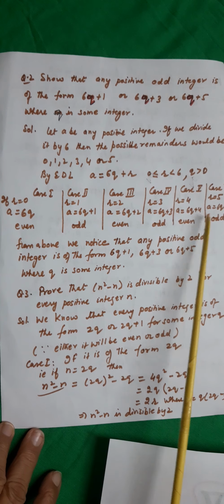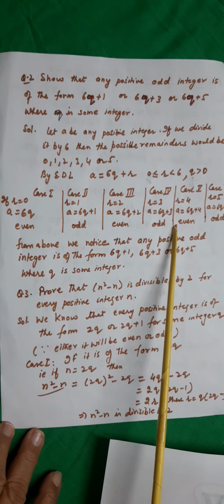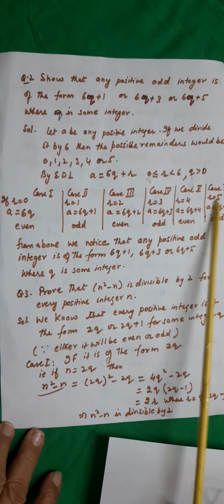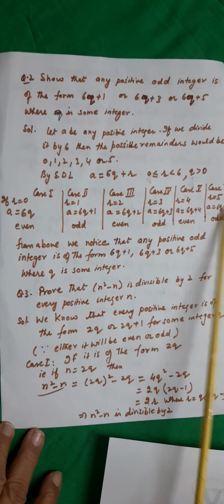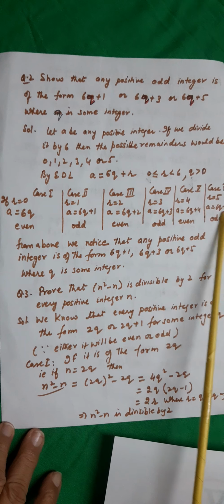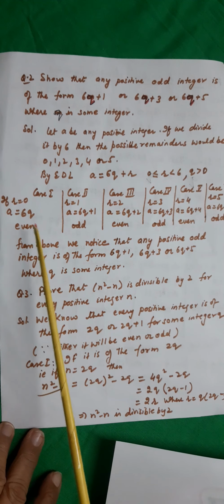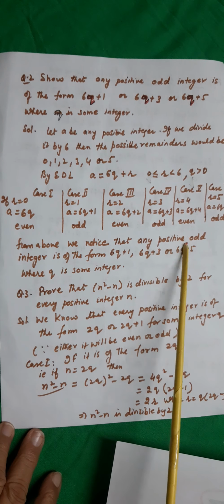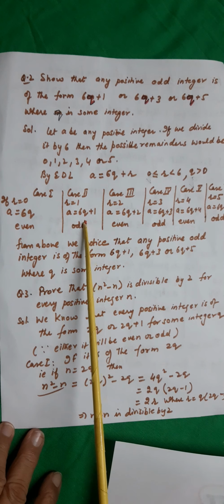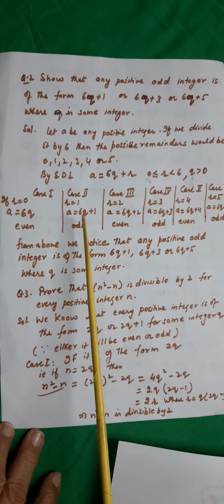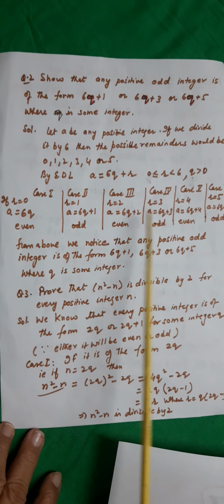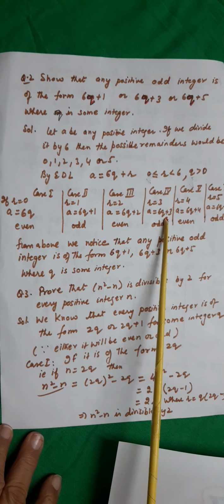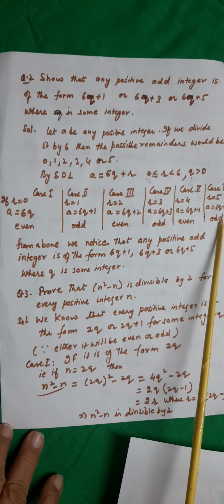Case 5, r is equal to 4. A will be equal to 6q plus 4, which is definitely even. Last case, r is equal to 5. A will be equal to 6q plus 5, which is odd. Hence, from above, we notice that any positive odd integer will be of the form 6q plus 1, 6q plus 3 or 6q plus 5.